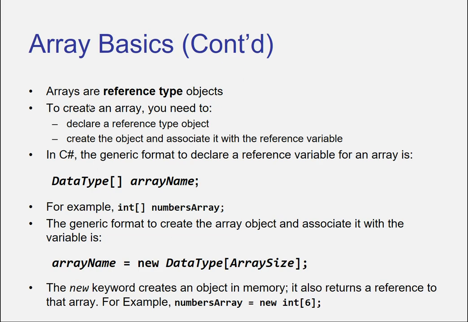Alright, so how do we do this? First of all, arrays are a reference type, so we're not going to be storing the individual values in the stack. We're going to be creating a new instance of an array object and putting the data up on the heap as we do that.